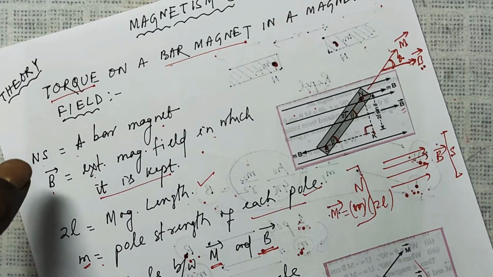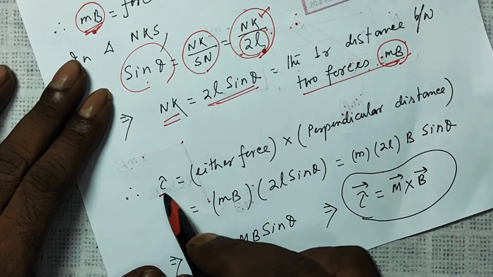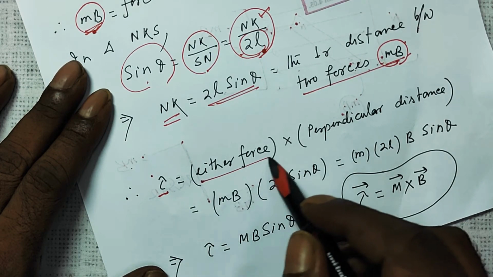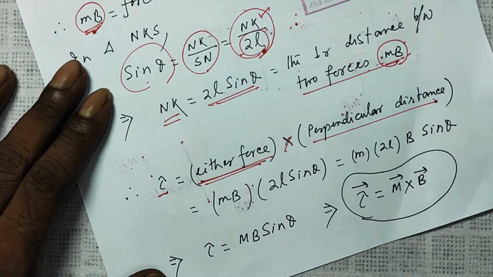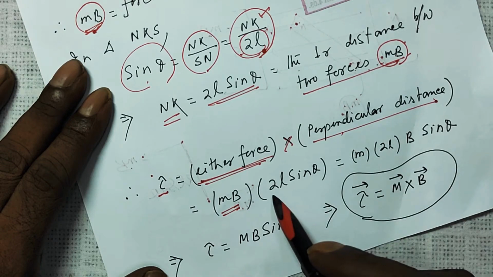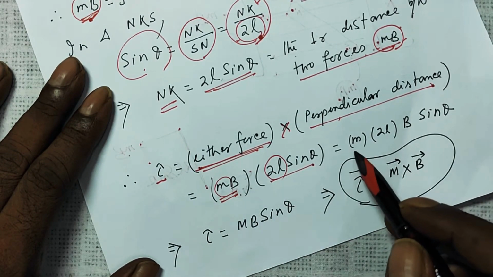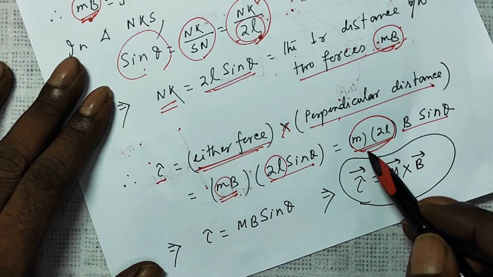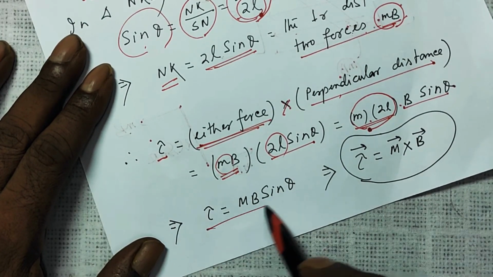And as we know, a torque, the symbol is tau, is a vector quantity. It is the magnitude of either force multiplied by the perpendicular distance between them. The magnitude of either force is MB, the perpendicular distance is 2L sine theta. So 2L and M, I keep it here, B sine theta. And this I have already explained, this is nothing but the magnetic moment. So your torque is equal to MB sine theta.